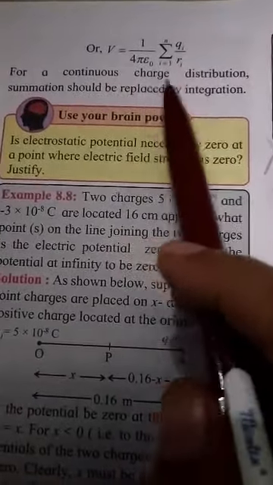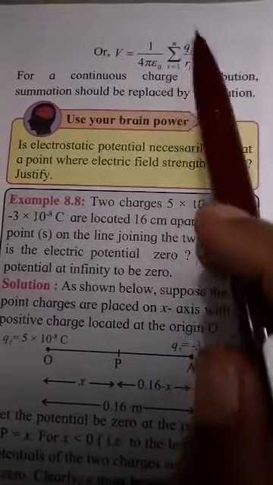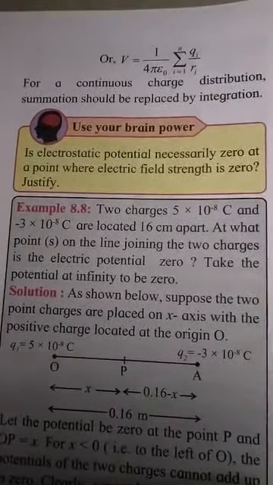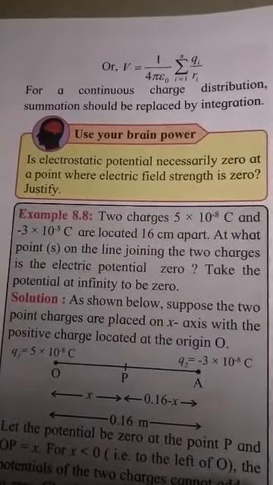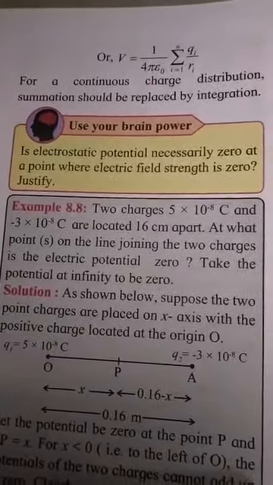For a continuous charge distribution, the summation should be replaced by integration. Okay, so here our three points are completed.